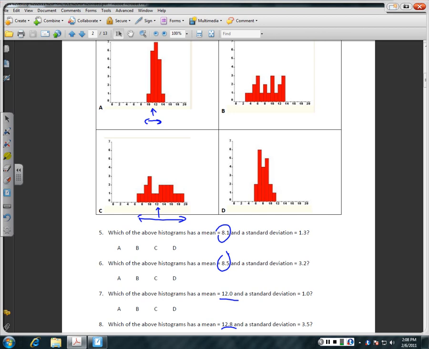Standard deviation just being how spread out we are. So this one's going to be A, and with the standard deviation of 3.5, that's C. And in the other two, you can see that the center is in the 8-ish range. And again, looking at the spread, B is wide, D is small. So this one will be B, and this one will be D.